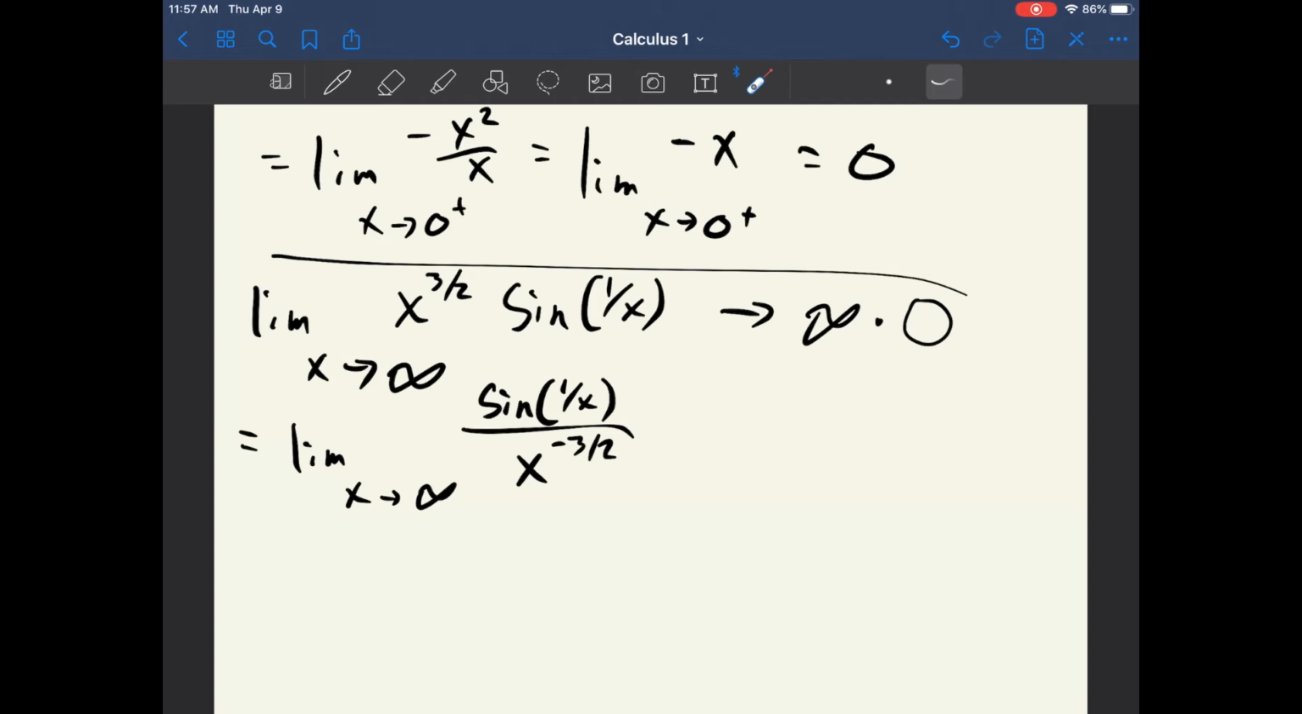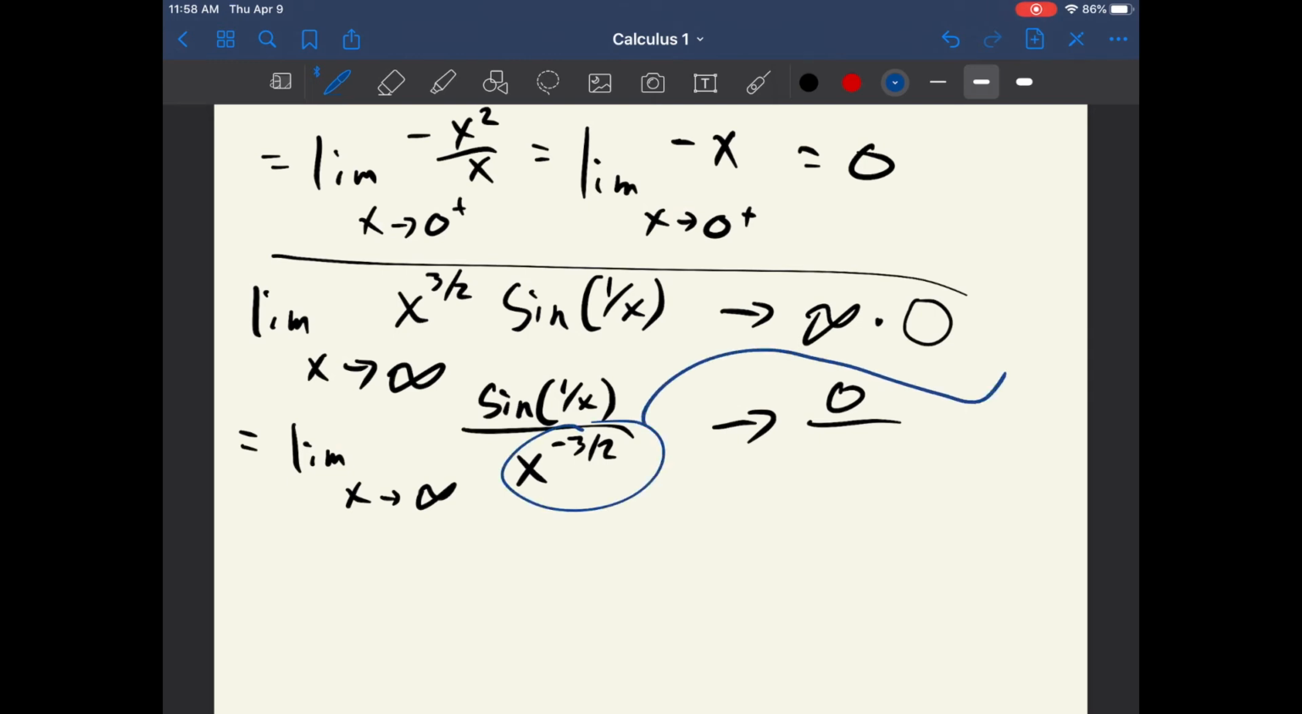So now if I look at each piece and try to see what the limit should be, if I look at the numerator, we still have the 1 over x going to 0. So we still have sine of 0 here, which gives us 0. And then in the denominator, we have x to the minus 3 over 2, right? So if I'm thinking about this, so maybe I'll write it over here.